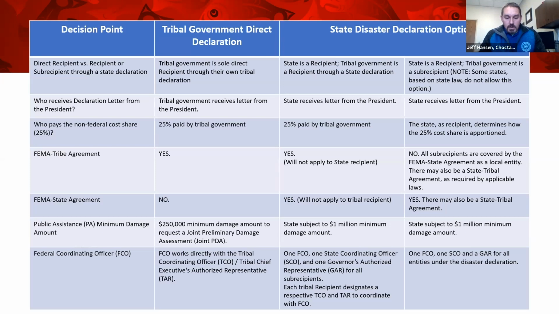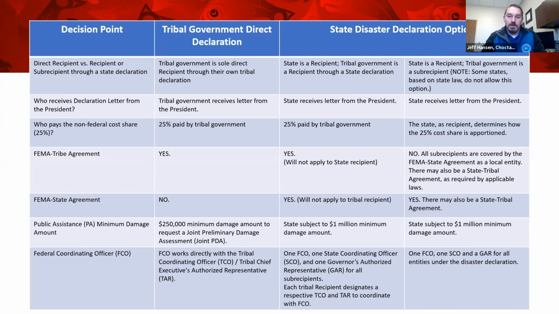Talking about some of the risk with going under the state, yes, there is sometimes the benefit of some of the 25% cost share being covered by the state. In Oklahoma, they cover 12.5% of that. So if we had a big disaster, we might get a pretty good chunk of money back from the state. The problem with that is, when is the state going to pay?